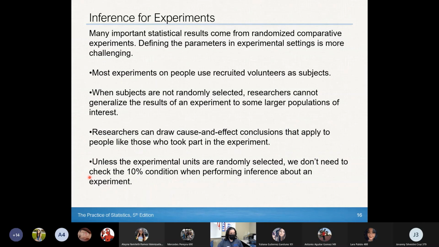So this is providing us a scenario in which case we don't check the 10% condition. And that is when the subjects in an experiment are not randomly selected.